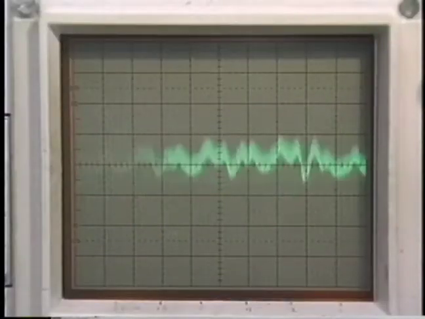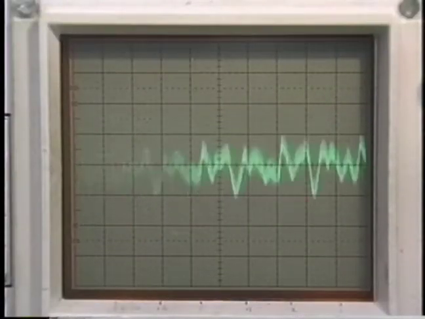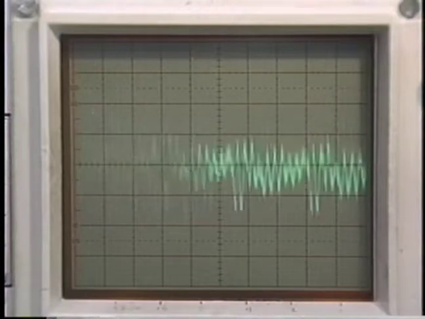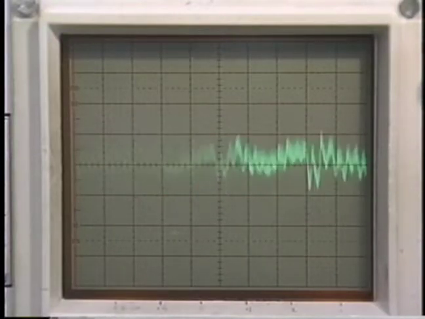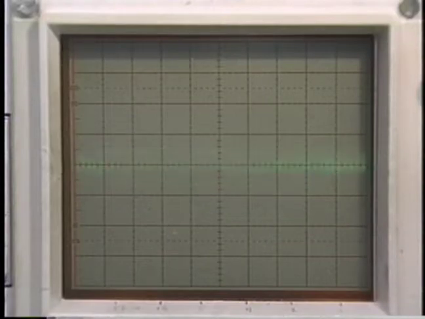Hello? This is what my voice looks like on the oscilloscope. Notice that these waveforms are much more jagged and irregular than the waveforms we have seen so far. That's because my voice is actually a mixture of different frequencies.